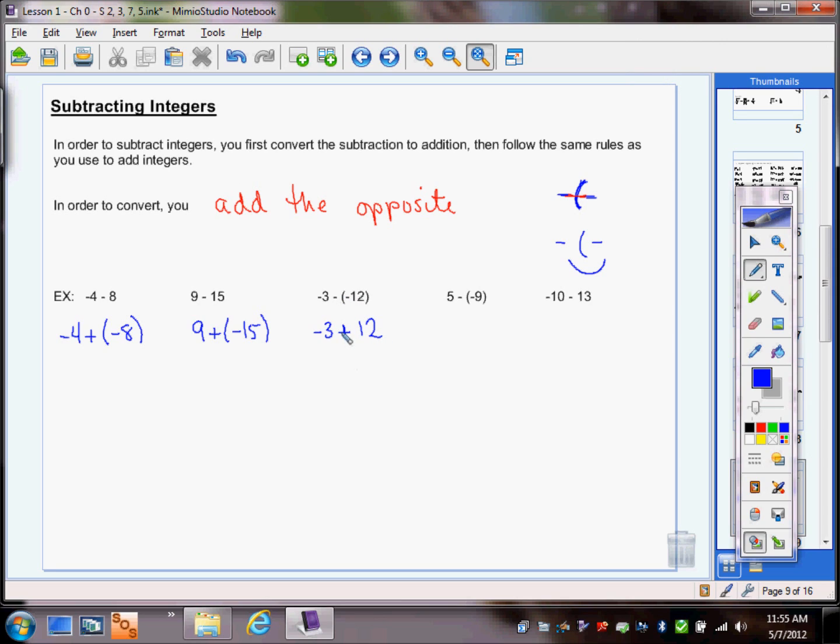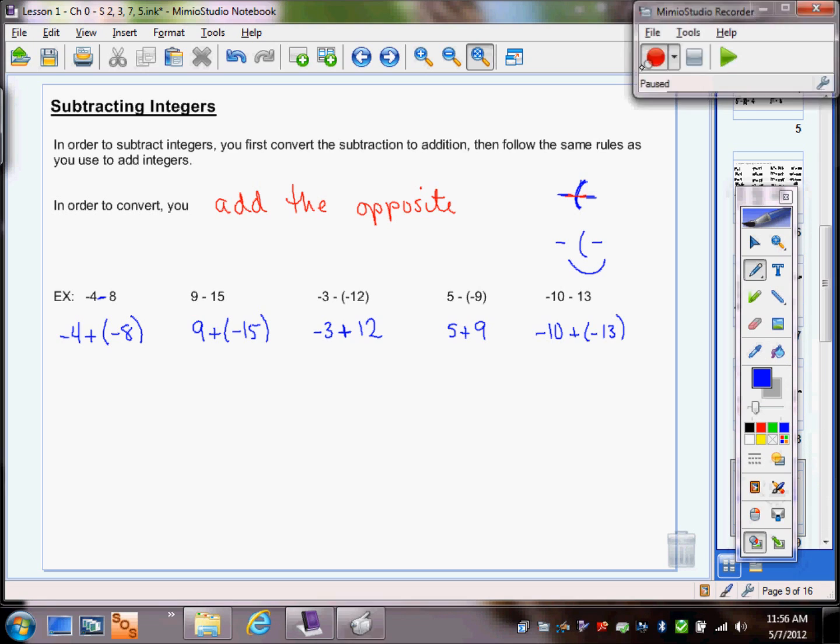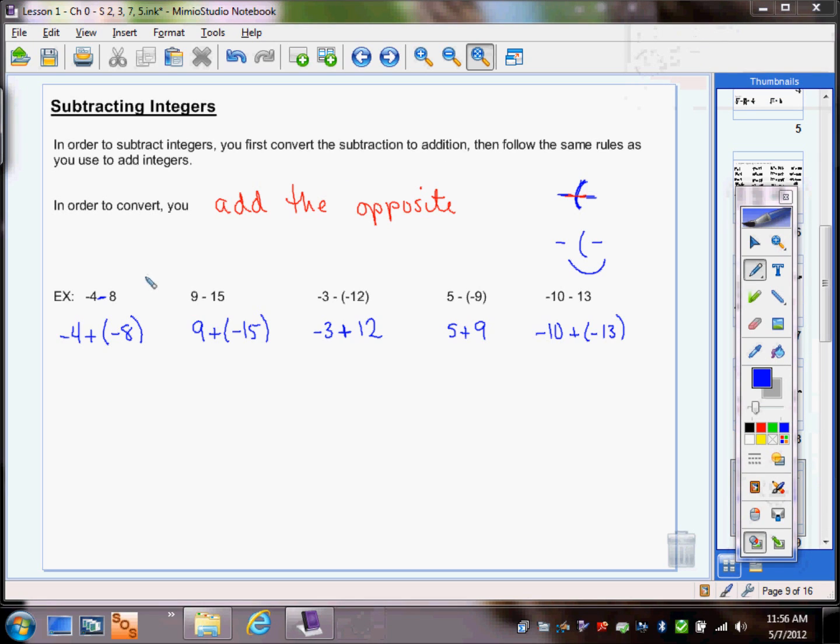So if you have minus and negative, you replace it with a plus. These are just little tricks to remember. So 5 minus negative 9 is going to be 5 plus 9. Here, that first sign doesn't change, but I have minus 13, so that's plus negative 13. If it's just a minus sign, it becomes plus negative. If it's minus a minus, it just becomes a plus. Convert it to addition, then you just follow the same rules as before.